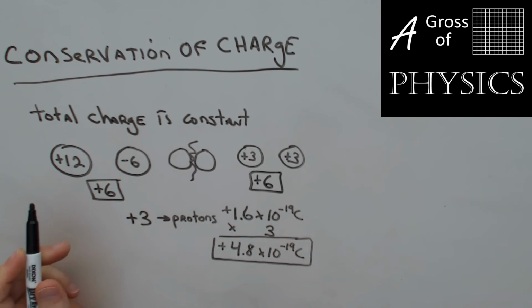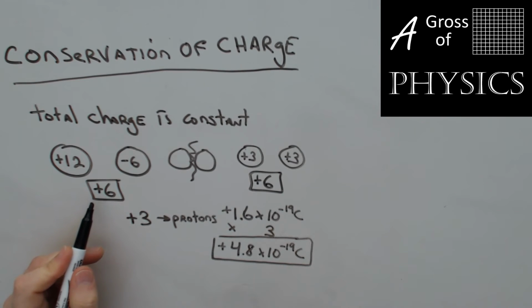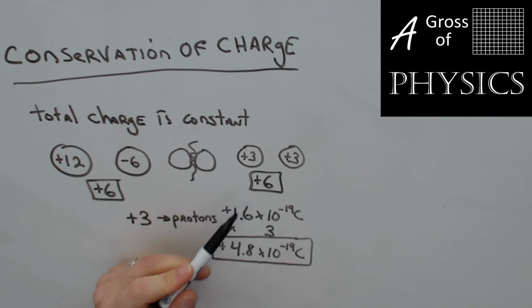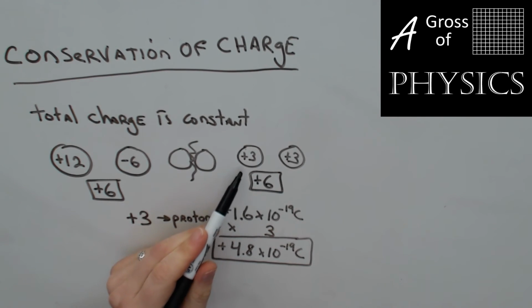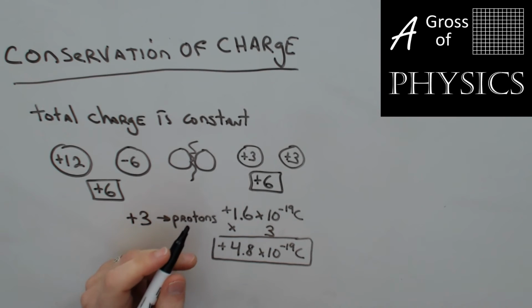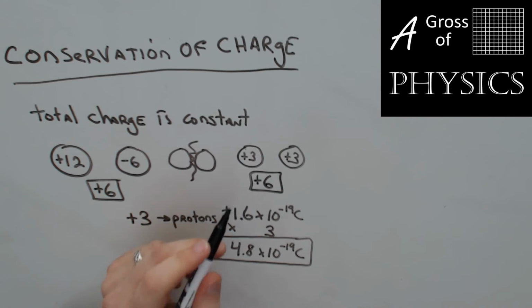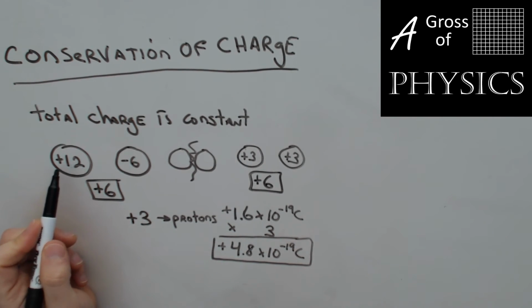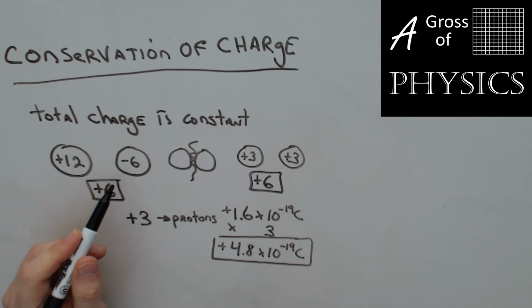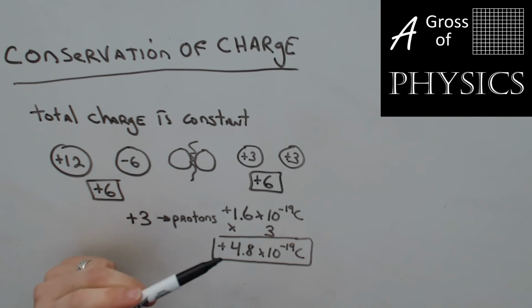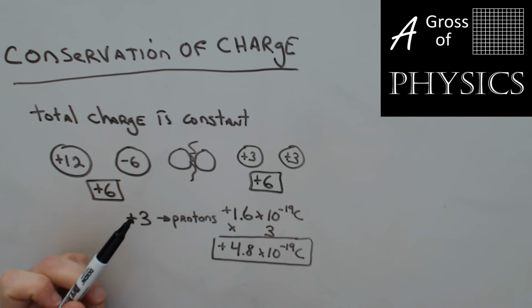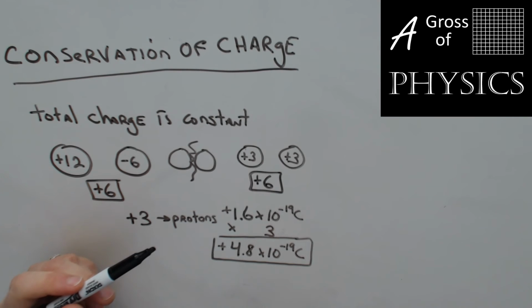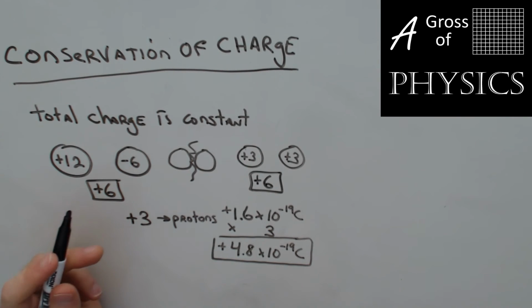So in this one example, the total charge stays as plus 6, but each sphere in this case will have a charge of plus 4.8 times 10 to the negative 19 coulombs. Each one will have that same charge. And this is why we stick to the plus 6 or the plus 12 or the minus 6 to begin with, because it's much more difficult mathematically to deal with the times 10 to the negative 19th term.